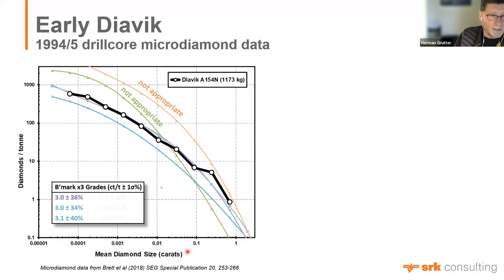If you're looking for benchmarks to compare to the early Diavik microdiamond data, then clearly this benchmark over here is not appropriate. You can see it actually diverges from the shape of this curve. That benchmark is not appropriate. And so you select 3 benchmarks. In this case, they're given in pastel colors here. There's a slightly purple one, a light blue one, and a darker blue color. These 3 benchmarks look appropriate to compare to that curve.